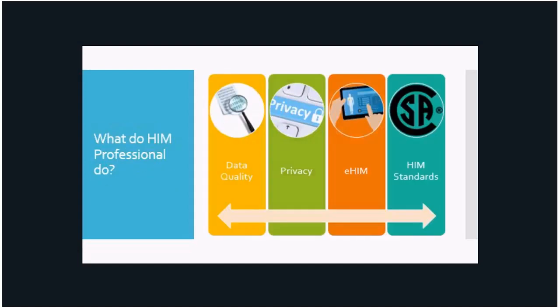So what do HIM professionals do? These are sort of the four overarching areas that exist within the health information management field, and from these you can build upon and become increasing in your intricacies. And so these four fields include data quality, privacy, EHIM, and HIM standards as well.